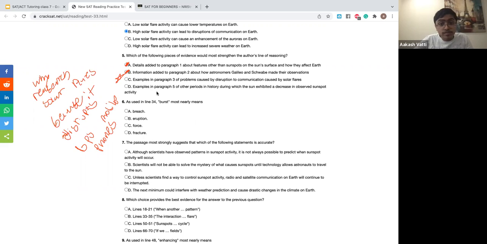And D, examples in paragraph 5 about other periods of history where the sun exhibited a decrease in observed activity. That is also not correct, because that doesn't strengthen the line of reasoning, which is that we should research solar flares. Therefore, C is our only answer.